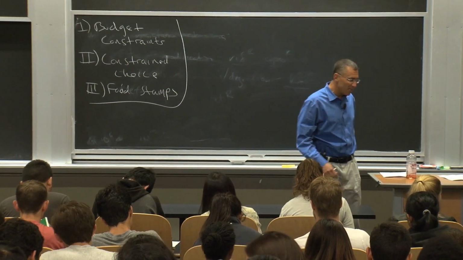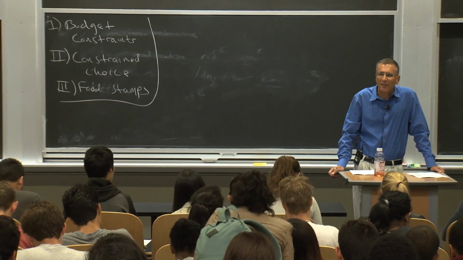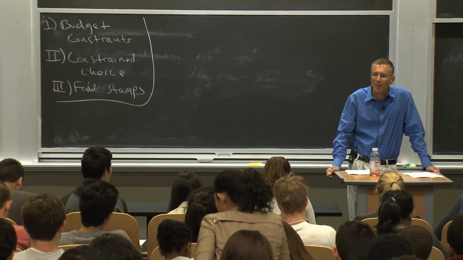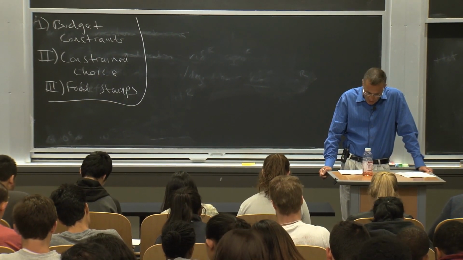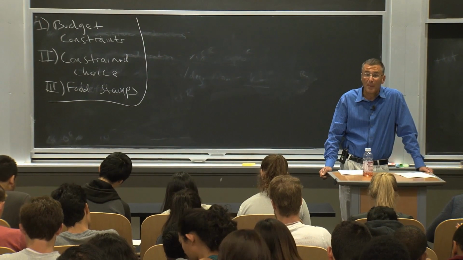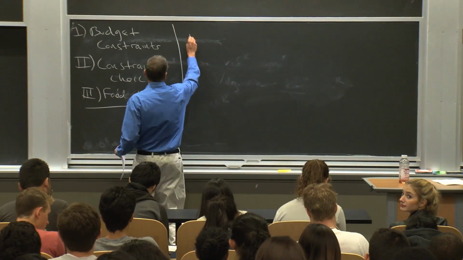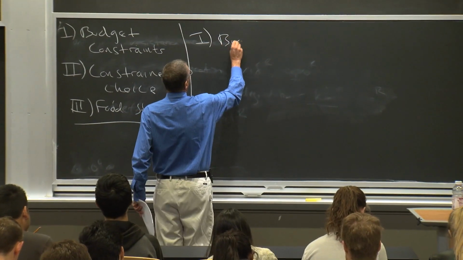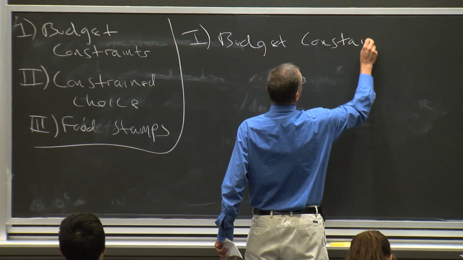Today, unfortunately, we have to impose some reality. If you remember last time, we got to have fun and just talk about what we wanted without worrying about what we could afford. Today, we have to start talking about what we can afford. And so today, we're going to talk about budget constraints. So let's start with the basics of how we construct a budget constraint.